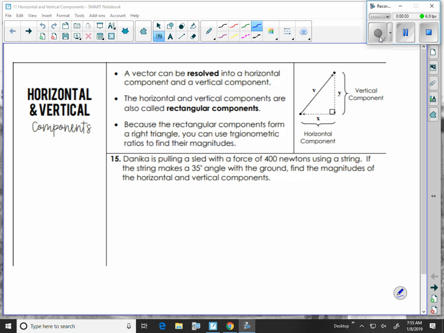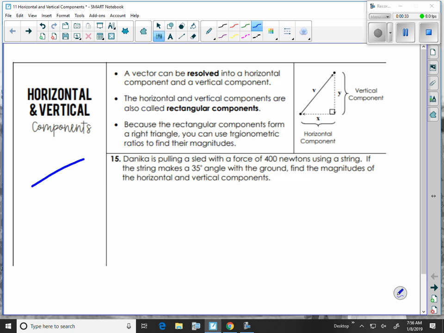Okay, so for horizontal and vertical components, we're basically looking at the x-axis and the y-axis. That's how I think about it. So we have Danica, and she is pulling a sled with a force of 400 newtons using a string. If the string makes a 35-degree angle with the ground, so let's think about this. Okay, it has to make a 35-degree angle with the ground.